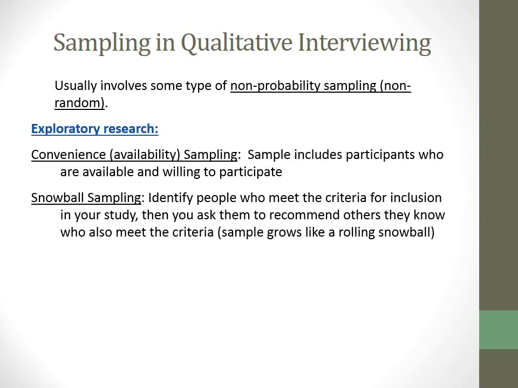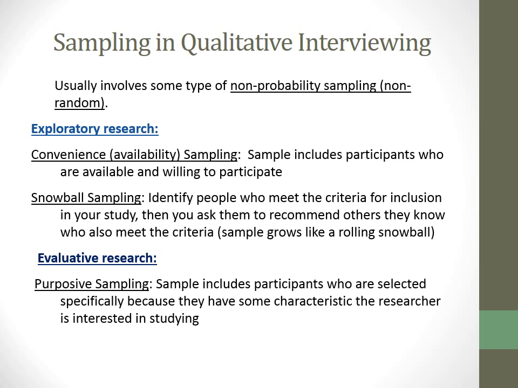In exploratory research, convenience or availability sampling is often used, which includes participants who are available and willing to participate. And snowball sampling is also often used in exploratory research, which involves identifying a small number of people who meet the criteria for inclusion in your study, and then asking those participants to recommend others they know who also meet the criteria, so that the sample grows like a rolling snowball.